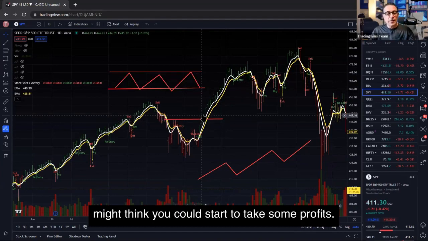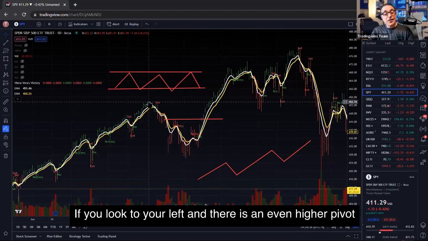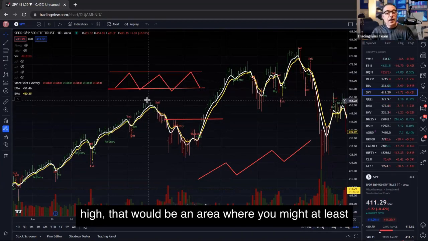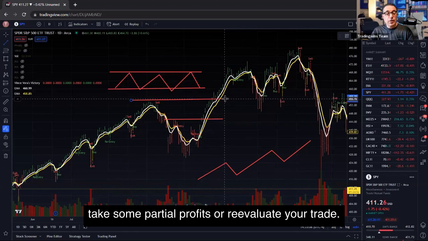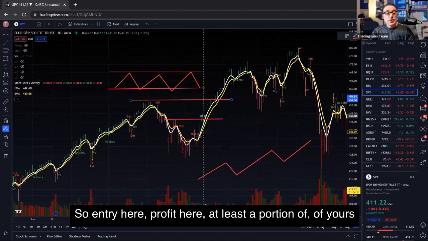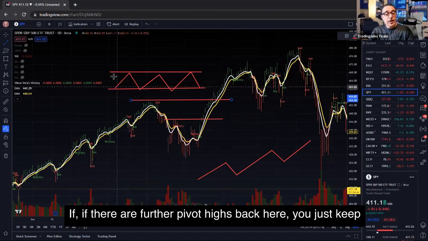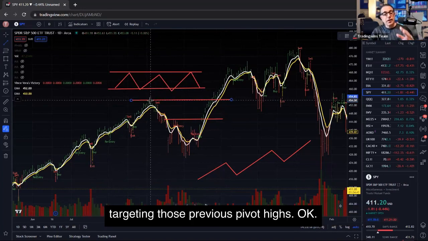And if you're looking for an overhead target where you might think you could start to take some profits, if you look to your left and there is an even higher pivot high, that would be an area where you might at least take some partial profits or reevaluate your trade. So entry here, profit here, at least a portion of yours, and then carry through. If there are further pivot highs back here, you just keep targeting those previous pivot highs, okay?